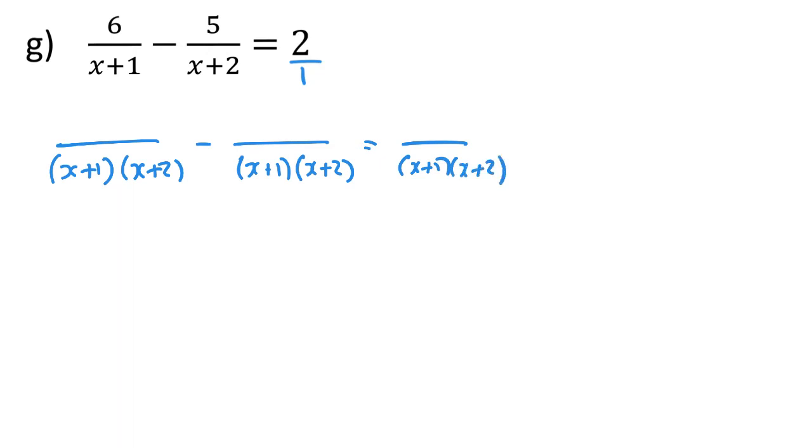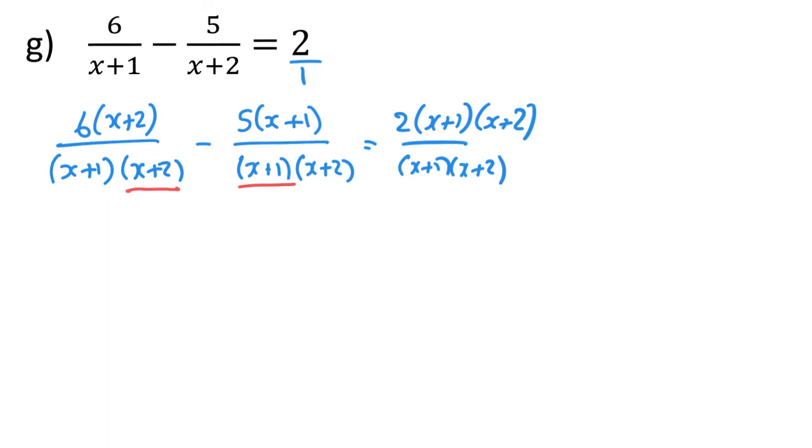Okay, so to get the first fraction, to get from x plus 1 to x plus 1 over x plus 2, we need to multiply by the x plus 2, and that's going to give 6 upon x plus 2. For the 5 over x plus 2, it's already got the x plus 2, so we need the x plus 1. So we're going to have on the top 5 upon x plus 1. And then the 2, it hasn't either of them, so it's going to be 2 upon x plus 1 and x plus 2. And now the denominators are the same, so we can drop those.